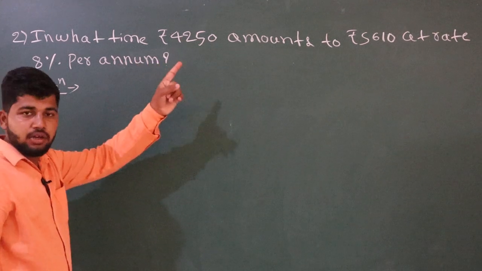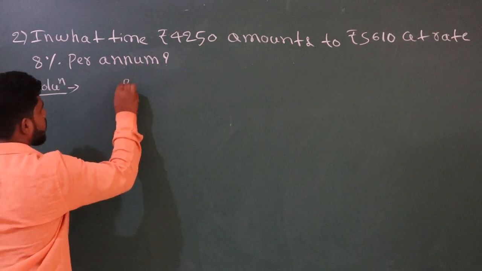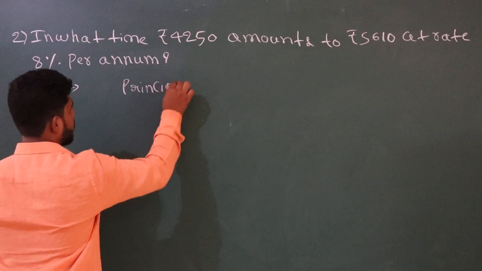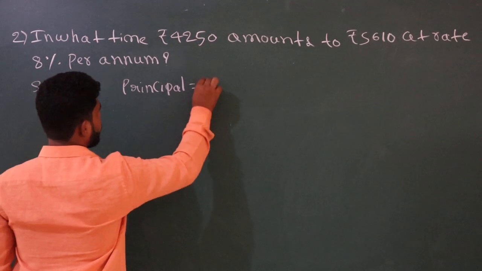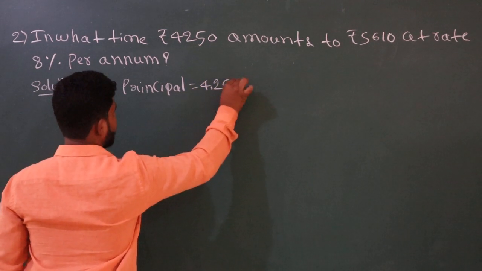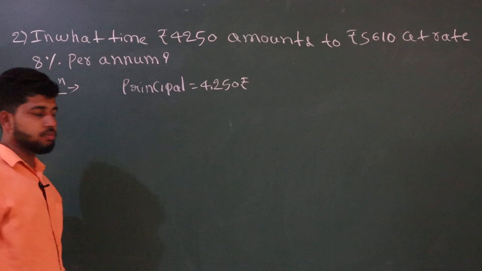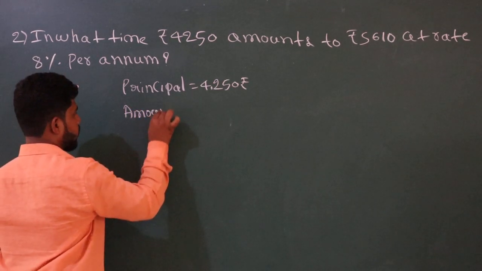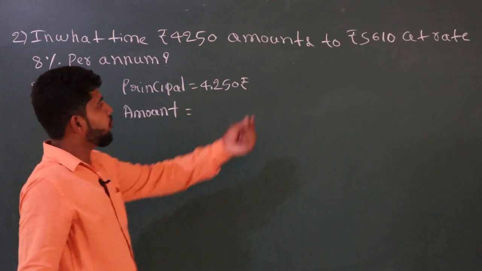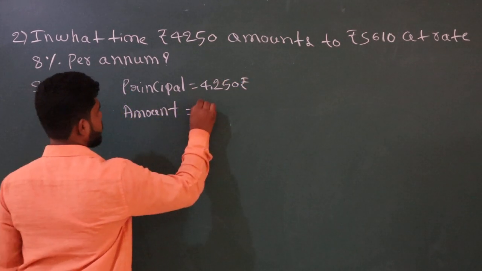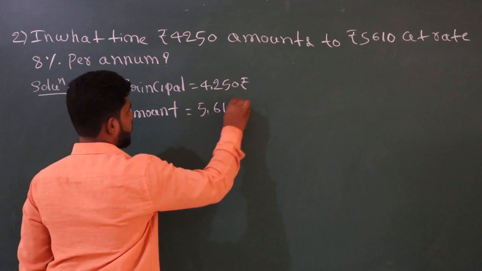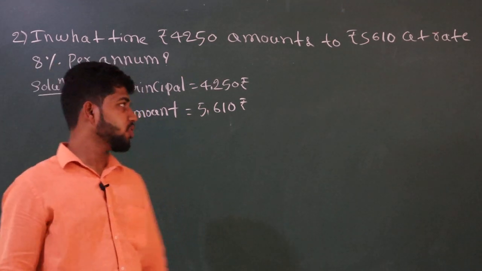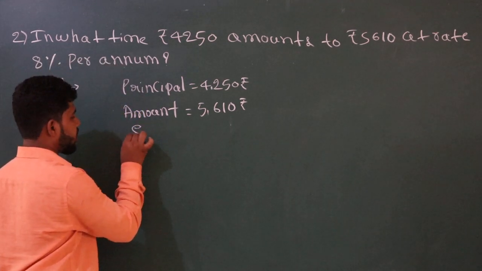They have given the principal. Principal is equal to 4,250 rupees. Again, the amount. What is the amount they have given? 5,610 rupees.